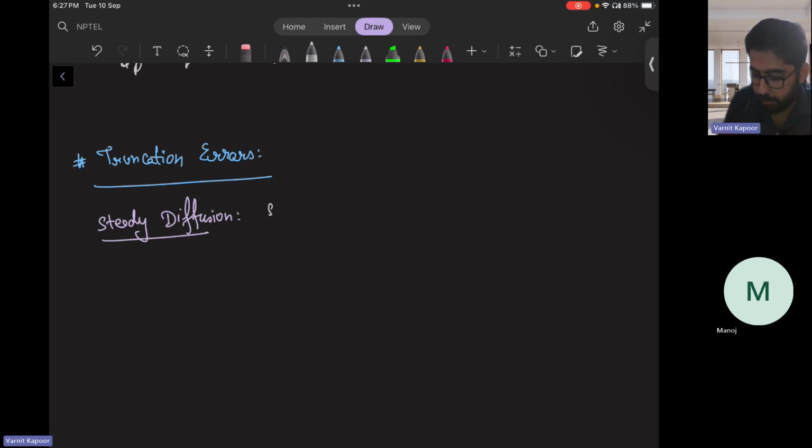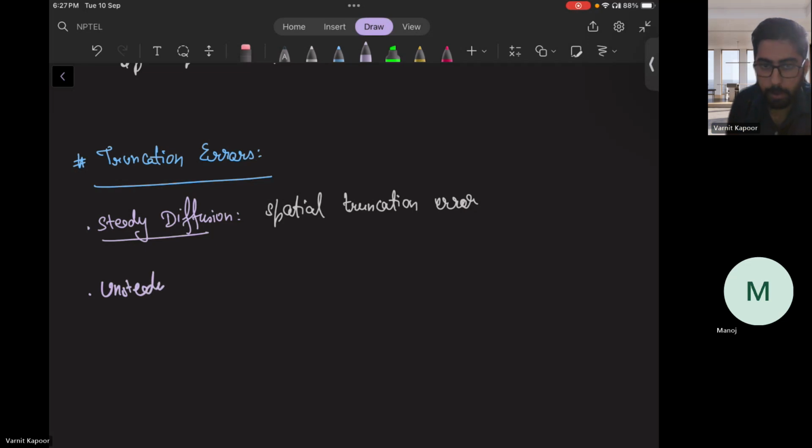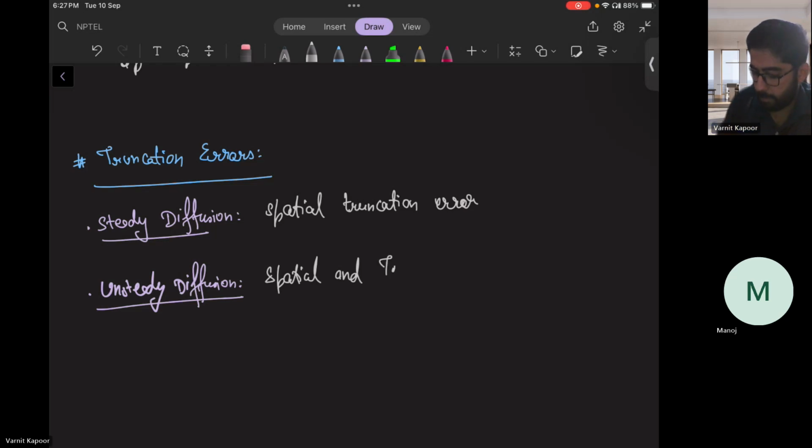We have spatial with space only truncation error. And for unsteady diffusion, with space as well as with time, spatial and temporal truncation.